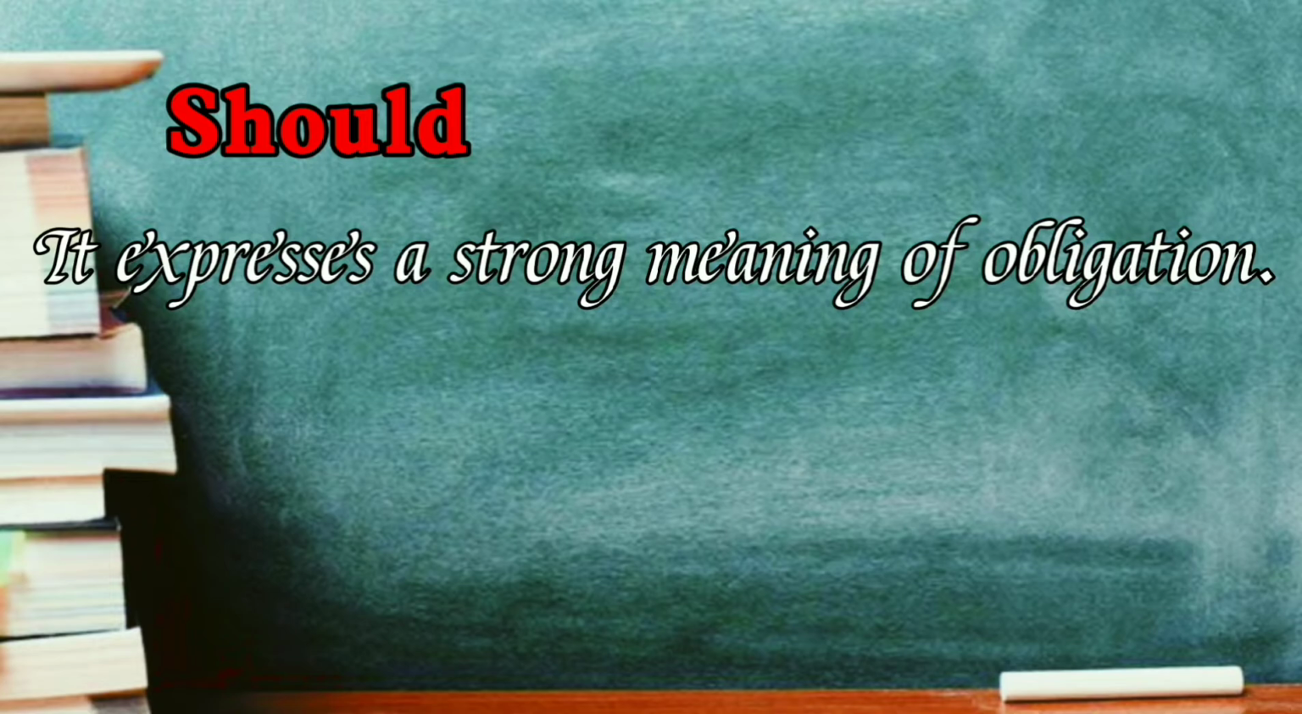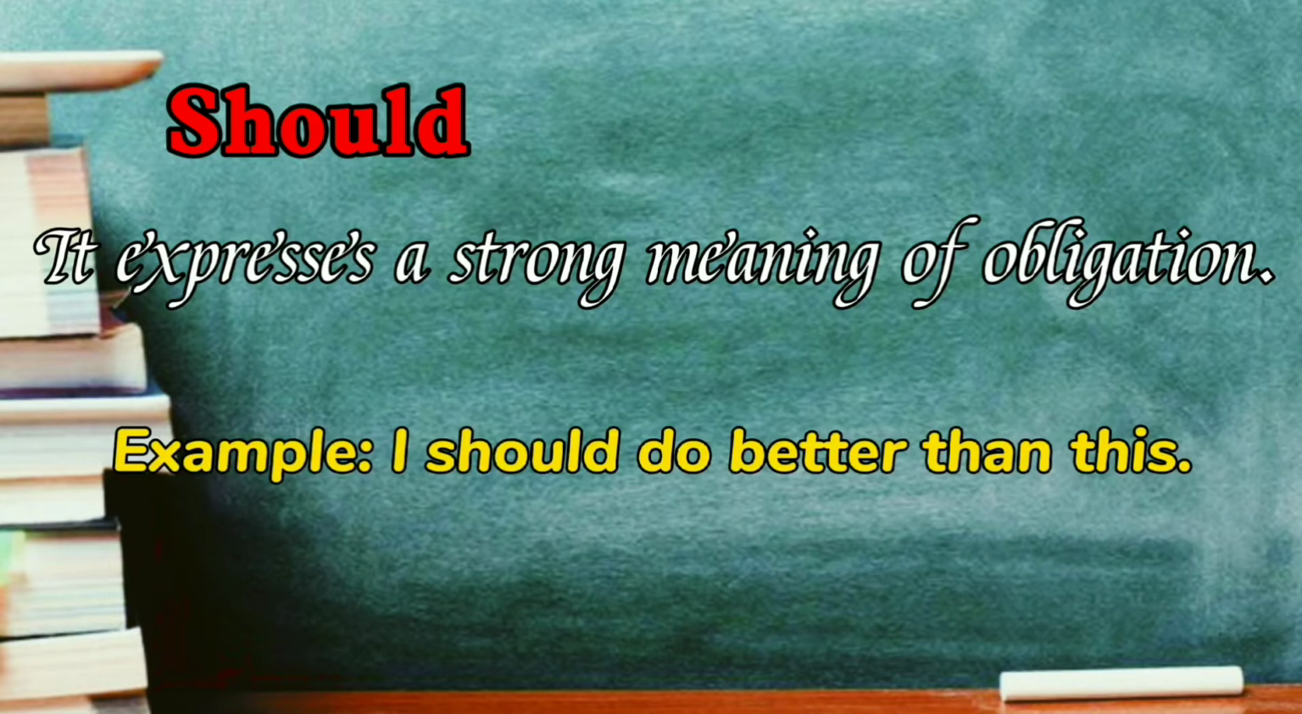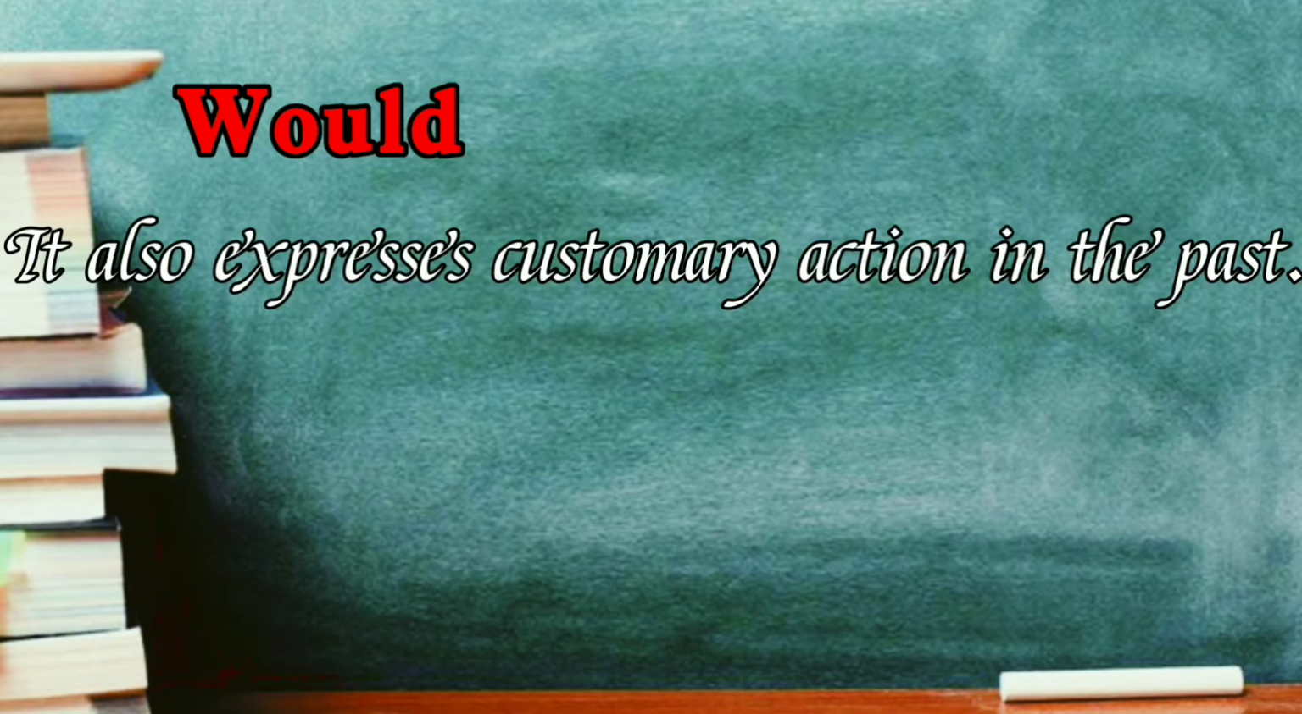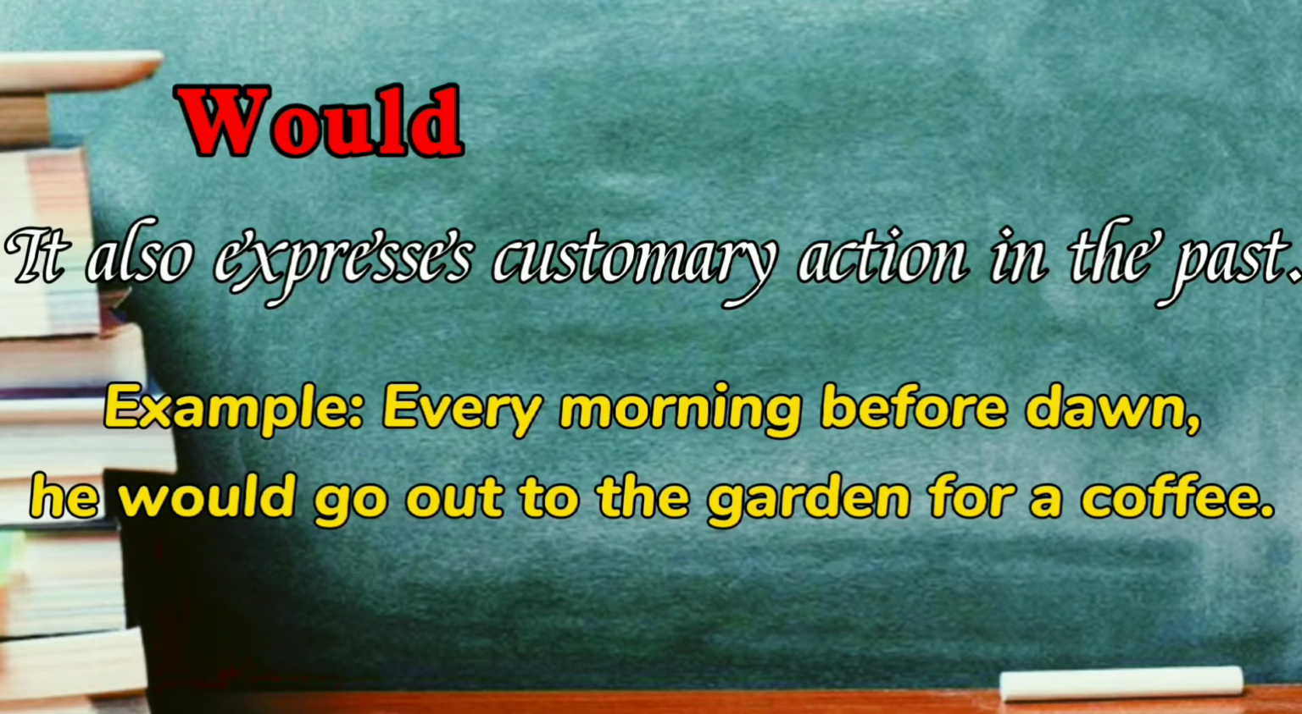It expresses a strong meaning of obligation. Example: I should do better than this. Should expresses obligation. Would. It is the past tense of will. It also expresses customary action in the past. For example, every morning before dawn, he would go out to the garden for a coffee. Would expresses customary action in the past.